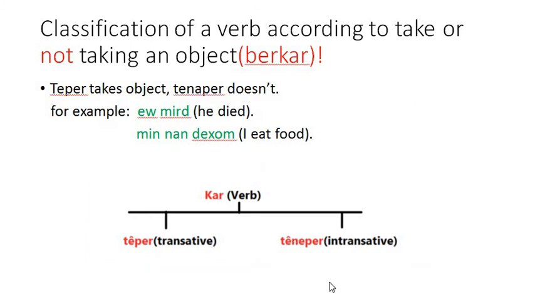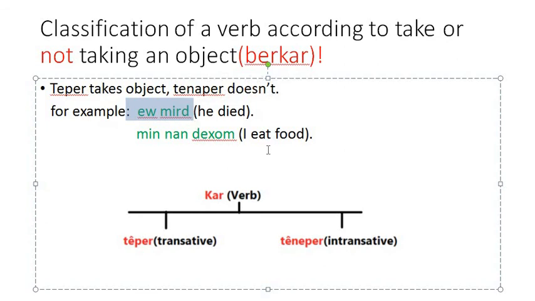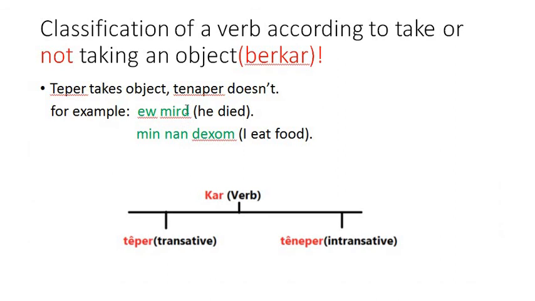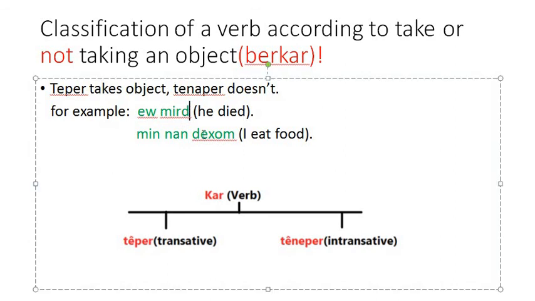So we have two types of verbs: those that take an object and those that do not. For example, mirt, it doesn't need any object, so it is intransitive. But min nan dachon, I eat food, is a transitive verb. And mirt means died. But if I say to die, we say mirdin. You don't pronounce this I. This I is called bizroka. You don't pronounce it, but you write it. It is like the silent letters in English.